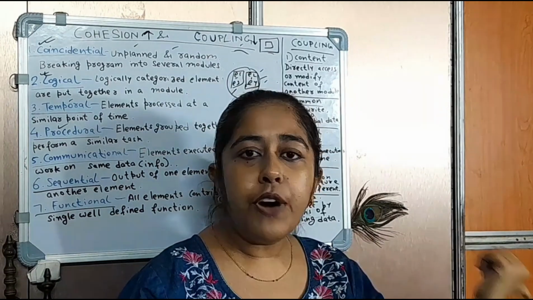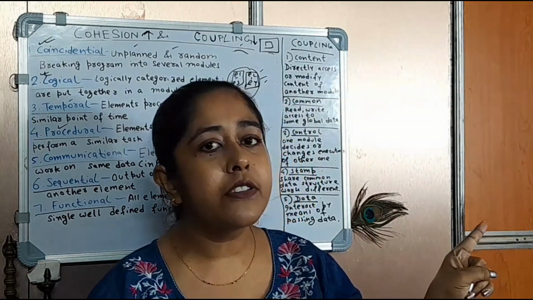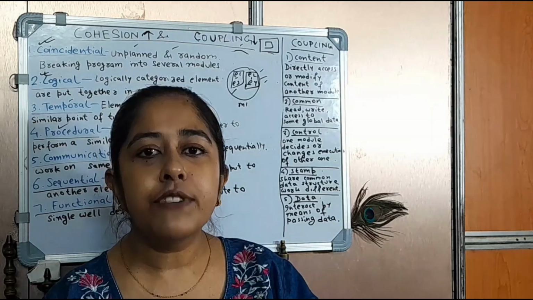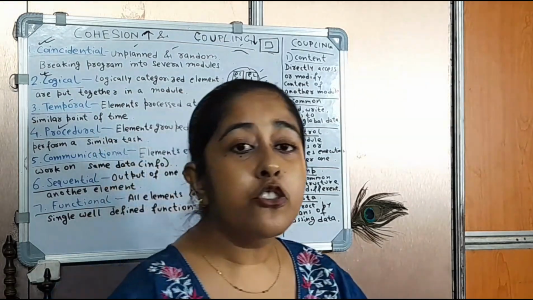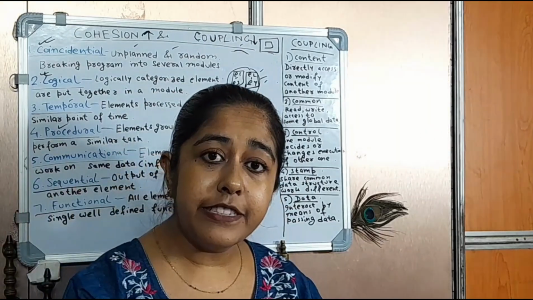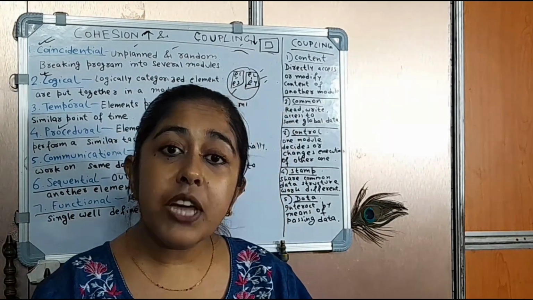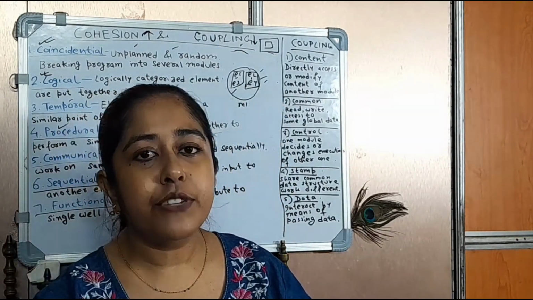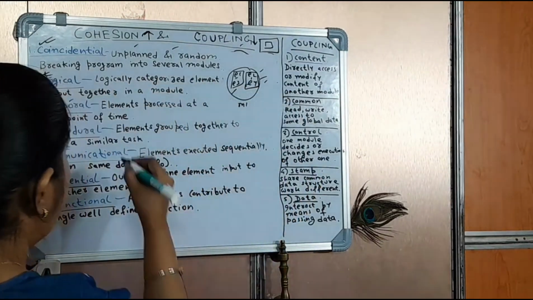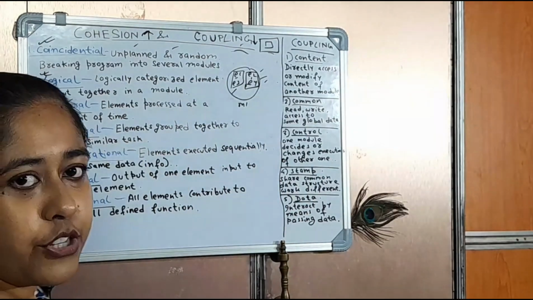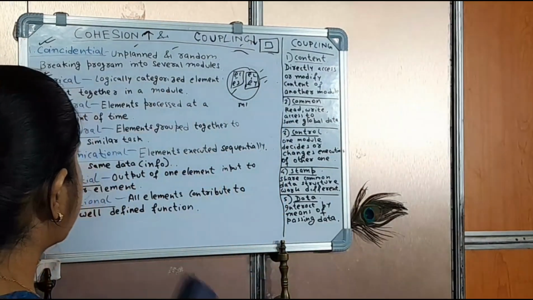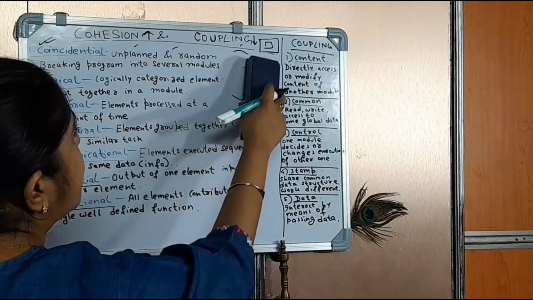Okay, so first, in temporal, we were seeing the same point of time. Now we are seeing what? The same kind of task. So that interdependability between those elements in a module which are performing a similar kind of task is known as procedural cohesion. Okay, that is our fourth kind of cohesion. Now our fifth kind of cohesion. What is that? Communicational cohesion.